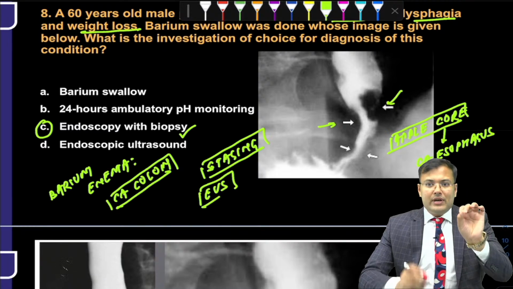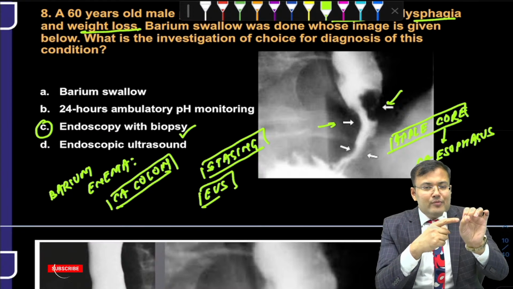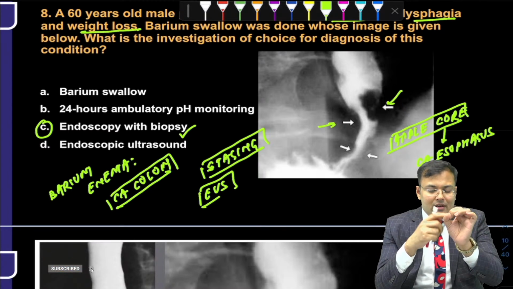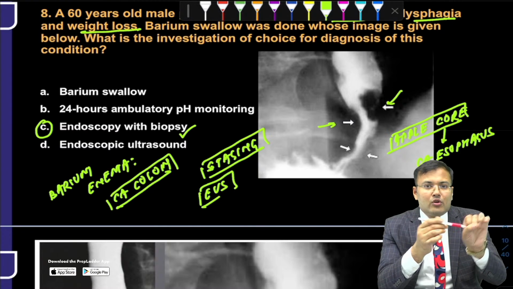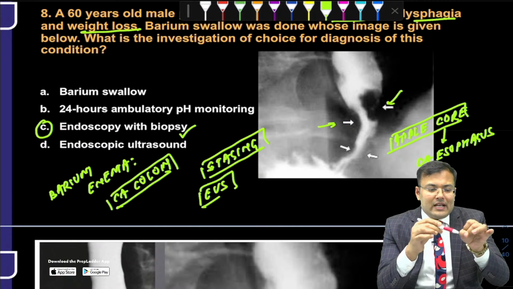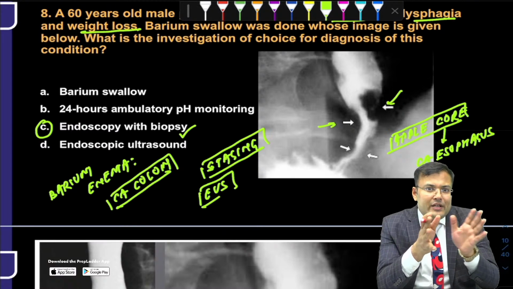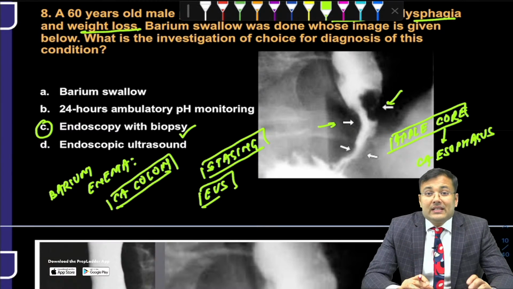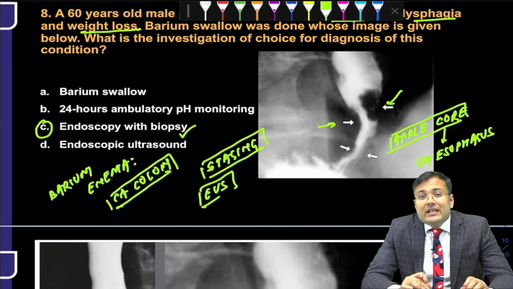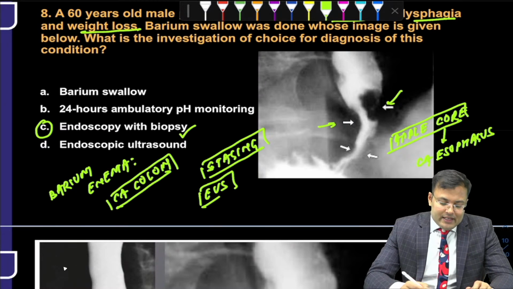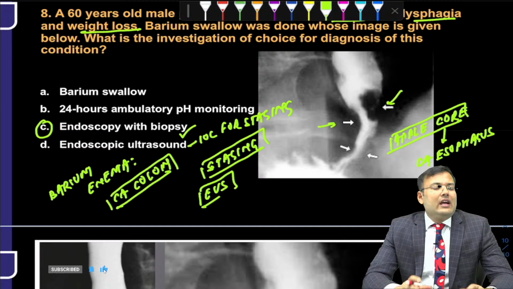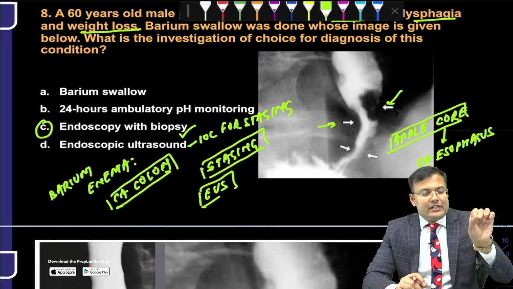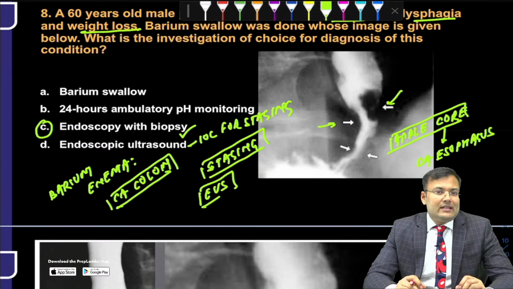Now another important point: sometimes when you insert the endoscope, lumen is compromised, obstructed. So what is the problem? Your endoscope will not go beyond this point. Whenever there is advanced malignancy going out of the lumen, in advanced cases, CECT is the investigation of choice. If nothing is mentioned, the investigation of choice for staging is endoscopic ultrasound. And if advanced malignancy with luminal obstruction is there, it is CECT.